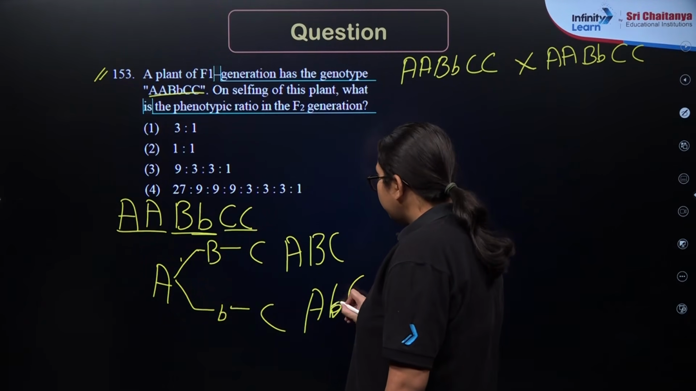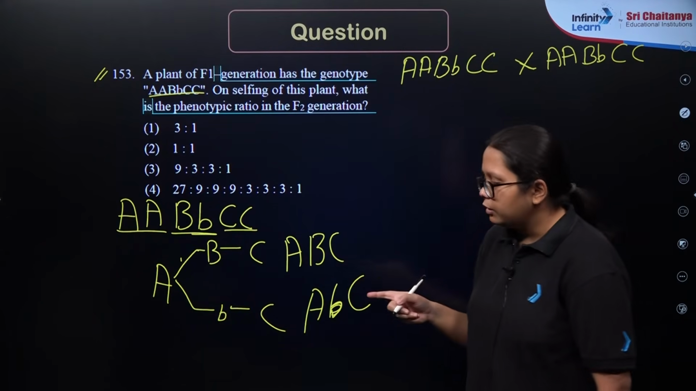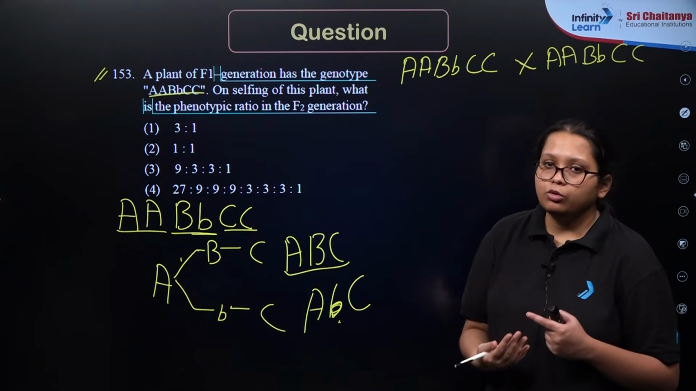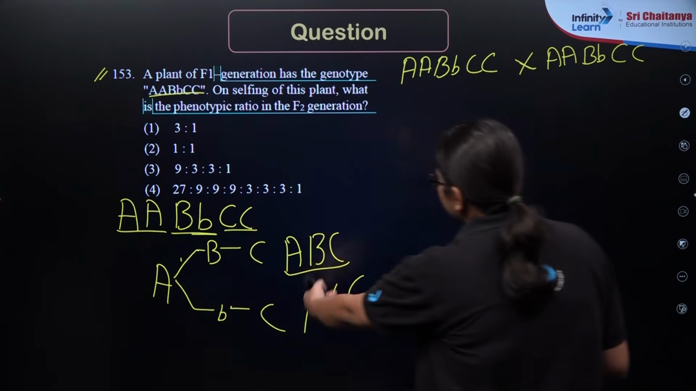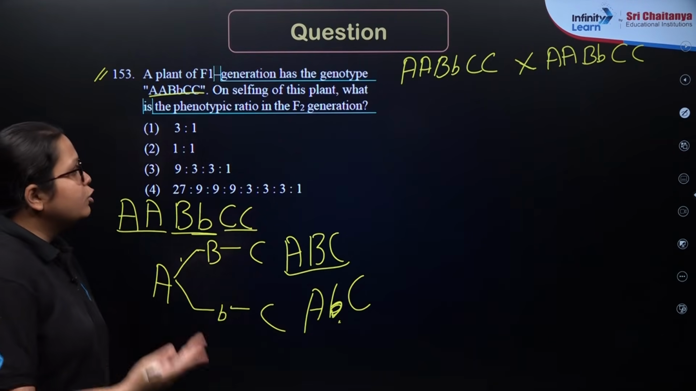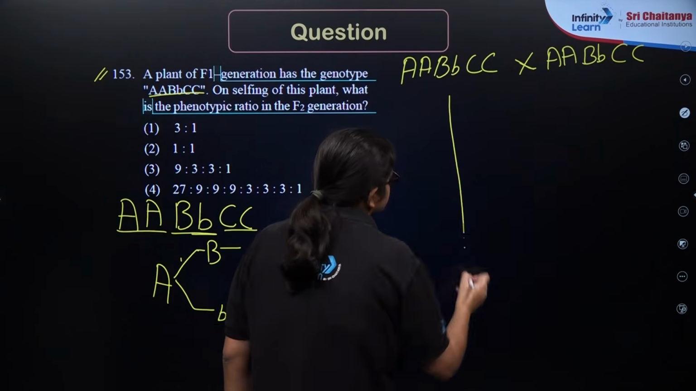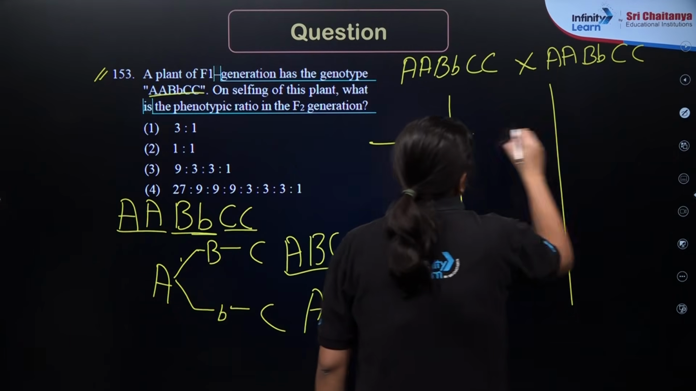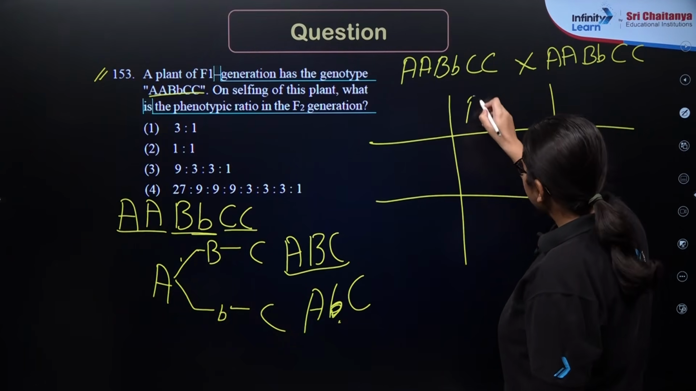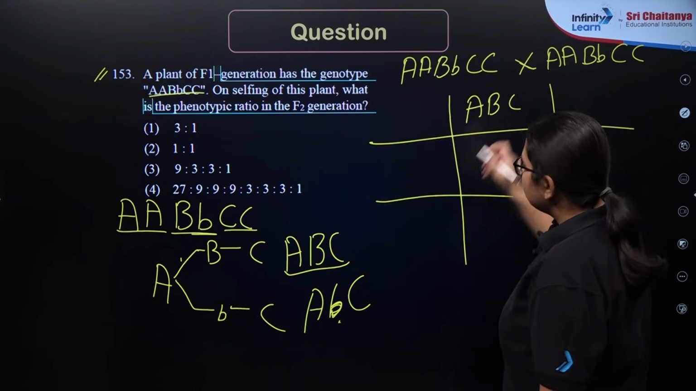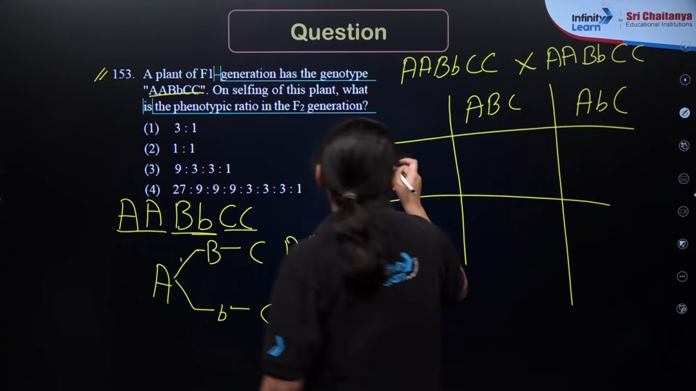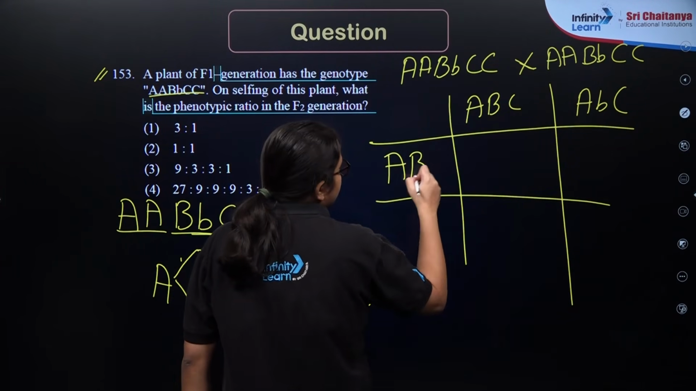So the phenotype for these two will be different. Here all 3 are dominant, but here B is small, so the phenotypes it will show will be different. So now we have 2 types of gametes for both of them. Now we will form a Punnett square. First gamete A, B, C. Second gamete A, small b, capital C. For the second plant also we will have the same gametes.